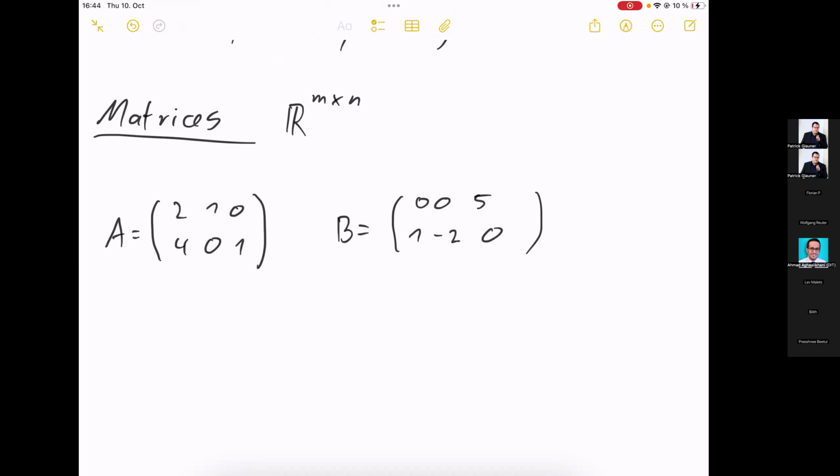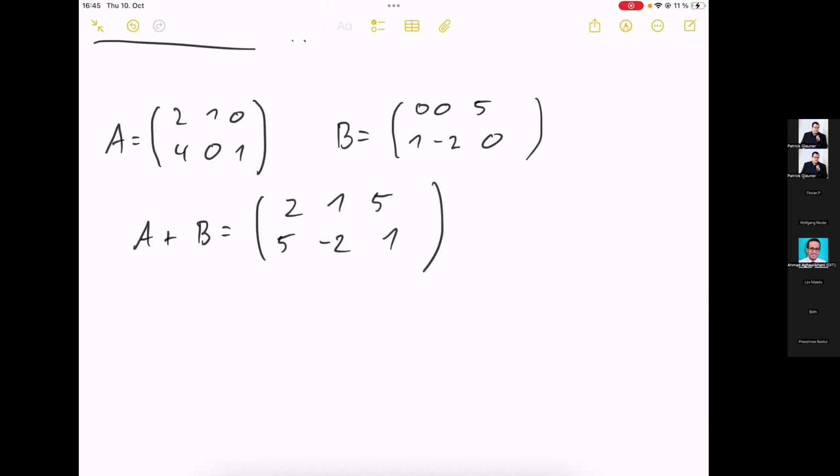And we can add matrices if they are of the same size. So we could say A plus B, and then we just add these elements piece by piece. So 2 plus 0 is 2, 1 plus 0 is 1, 0 and 5 is 5, 4 and 1 is 5, and 0 minus 2 is -2, and 1 plus 0 is 1. You can also subtract them, and so forth. You can transpose a matrix also.